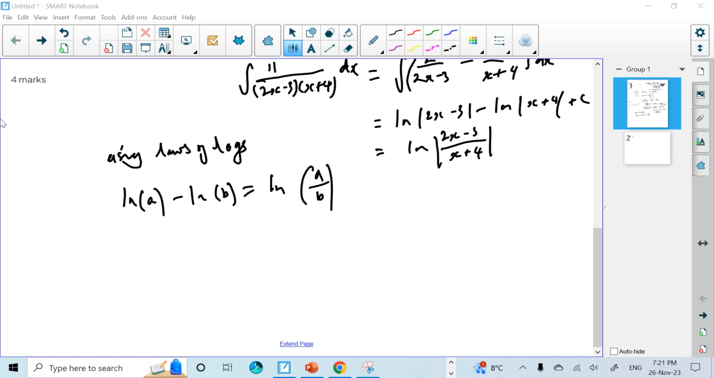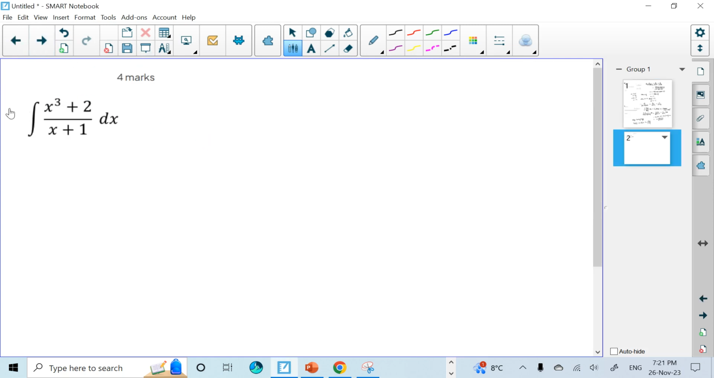Now, 9 minutes, we have time for one more. Here's an integration using partial fractions, where the denominator is of a lesser power than the numerator. The numerator power is greater than the denominator. So, what do we do? We don't jump ship. We have to think about what it is we need to do.